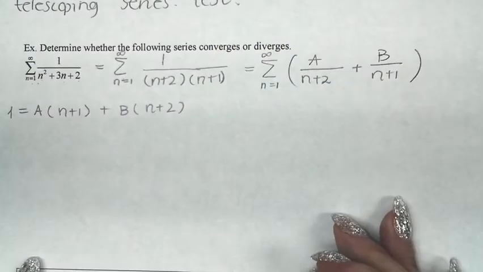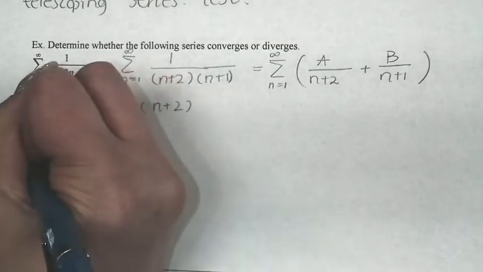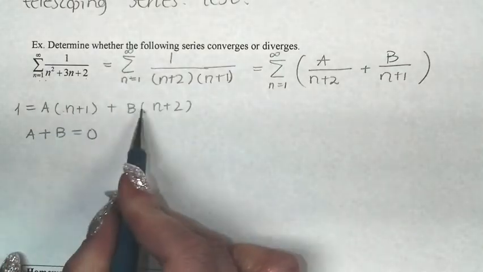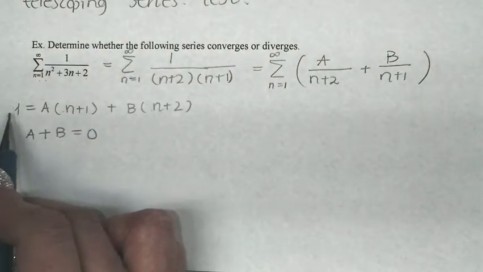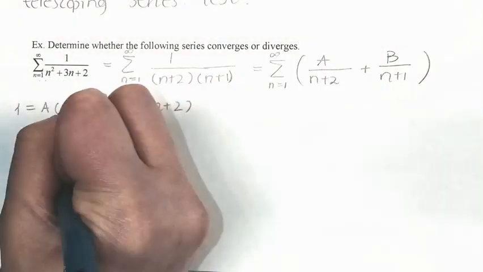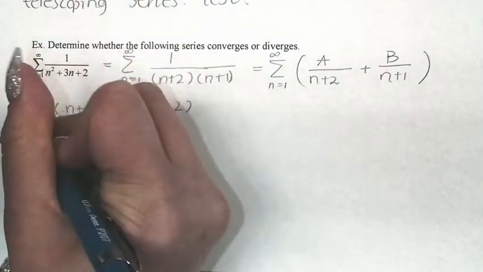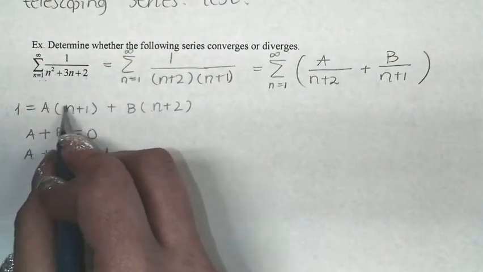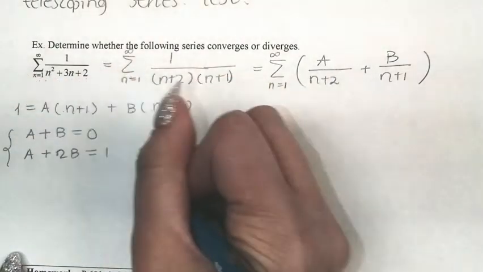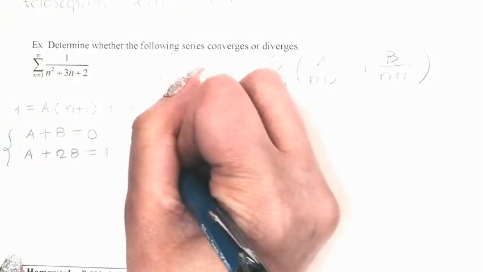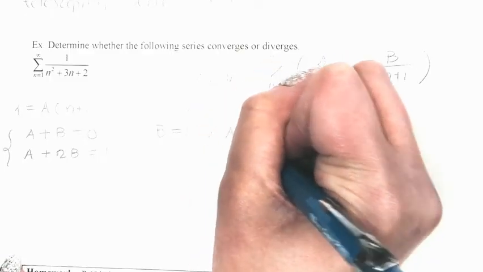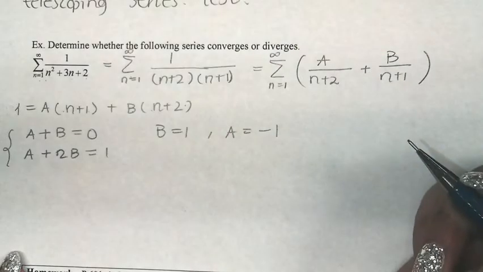From here, we get a mini system of equations, which is a plus b equal to 0, because you don't have any n term on the left side, therefore it's 0. Then you have a plus 2b equal to 1, because that's the constant term. Do you see it? Okay, so this is your system of equations. Using elimination, you can see pretty neatly that b is 1, and a is negative 1.